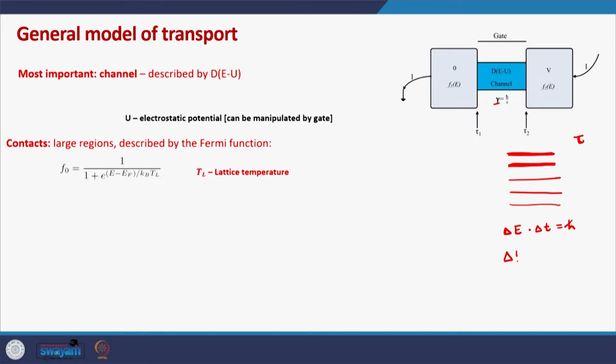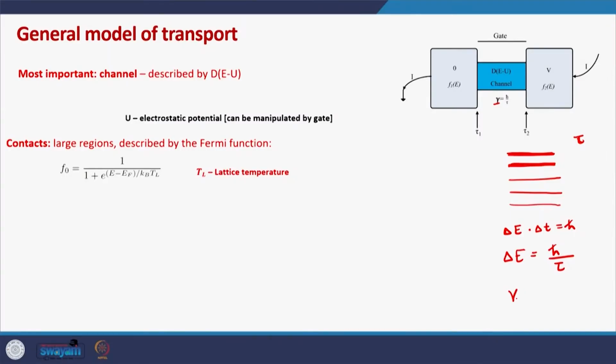So, delta E, and we are taking the lower limit of the Heisenberg's uncertainty principle. Delta t is essentially tau, the time that the electron spends on an average in the channel, and this is defined as another parameter, gamma, equal to h bar by tau. So, gamma is essentially an energy quantity, it has units of energy, it corresponds to the broadening of energy levels in the channel because of the finite lifetime of electrons in small devices.